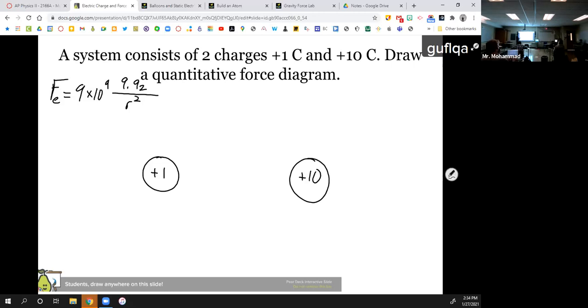No, I didn't say how much distance there is between them. Let's do a distance just to make this easy. Let's call it 0.1 meters. Sorry, I forgot to put the distance in there. Definitely need that.